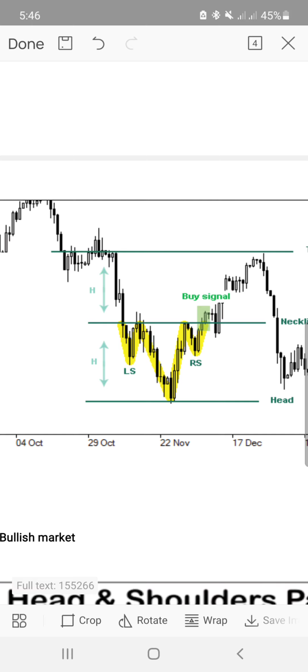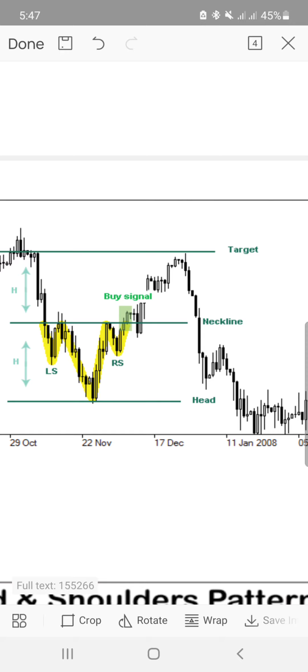So the point where the price breaks the neckline is where you buy in the case of an inverse head and shoulder. That is in a bearish market, right? Then this point here, like I said before, will now be your take profit. That is TP. Then your stop loss will be some pips below the neckline, right? So that's just for this one.